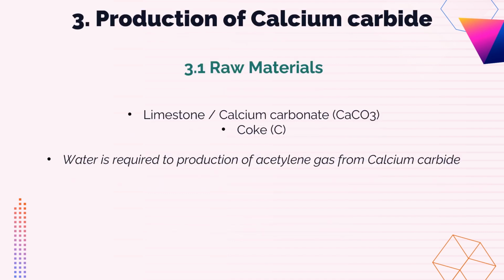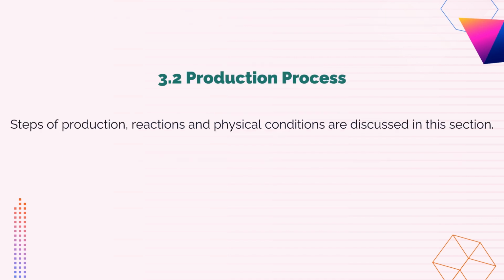Now, let's understand how calcium carbide is made. The raw materials used are limestone and coke. For producing acetylene gas, water is mixed with calcium carbide. Let's look at the production process. Each step of the production, including the reactions and physical conditions, will be discussed.